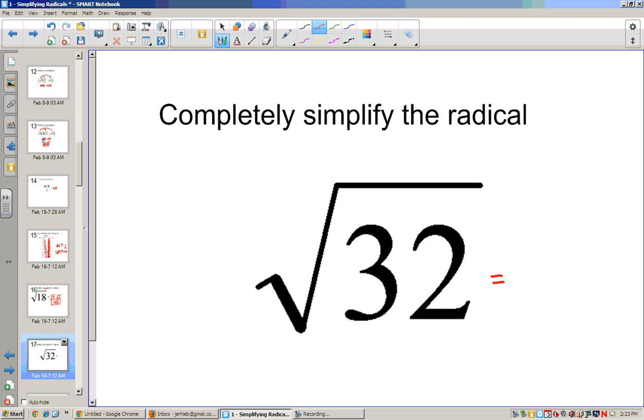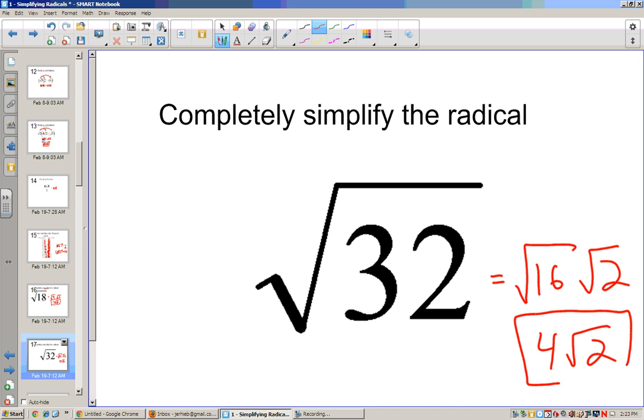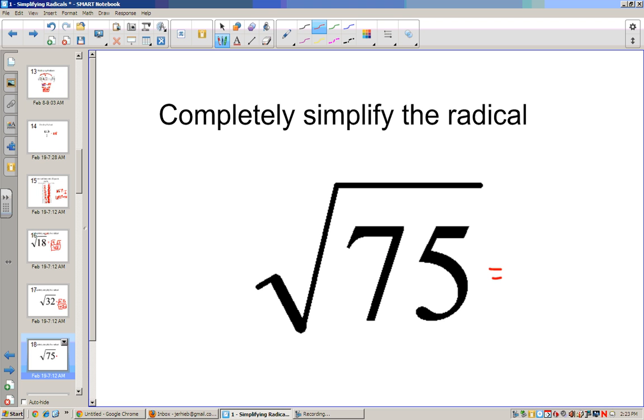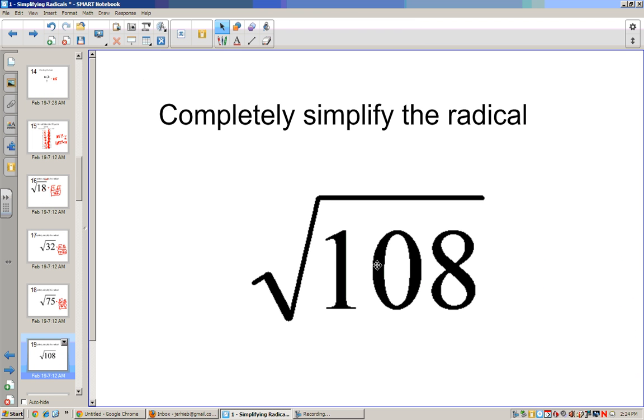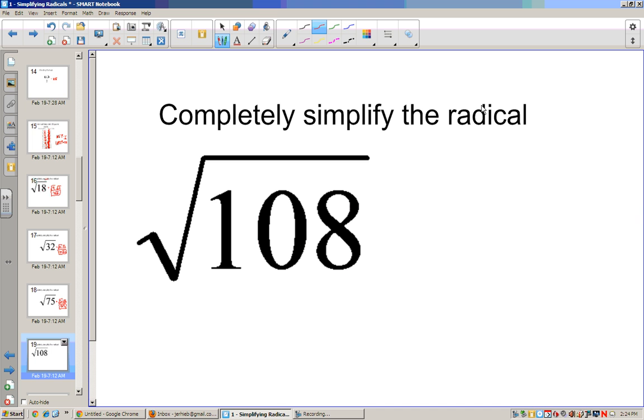If I have root 32, the number that we can take out is square root of 16. So the square root of 16 times the square root of 2. The square root of 16 is 4. So 4 times the square root of 2 is the answer. Square root of 75. 25 goes into 75. So this is the square root of 25 times the square root of 3. So the square root of 25 is 5. So our answer is just 5 times the square root of 3. Square root of 108. Now the square root of 36 goes in, times 3. So this would be 6 root 3.